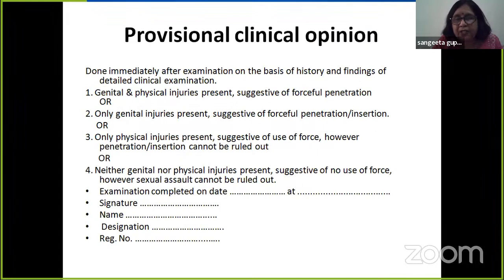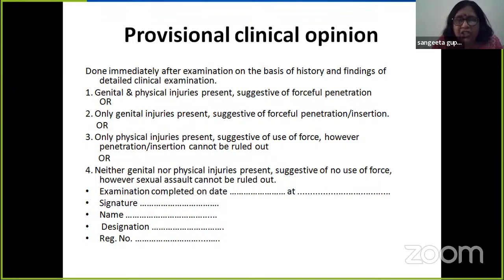Now comes the role of the provisional clinical opinion. Once we do the examination, whether we find or do not find any evidence, we have to give a provisional clinical opinion, and the police also automatically ask you to give one. But in the provisional opinion, we cannot give anything in detail. We can just give our examination findings, and say that the rest of the opinion will be given on the availability of the evidence we have collected or the lab reports.